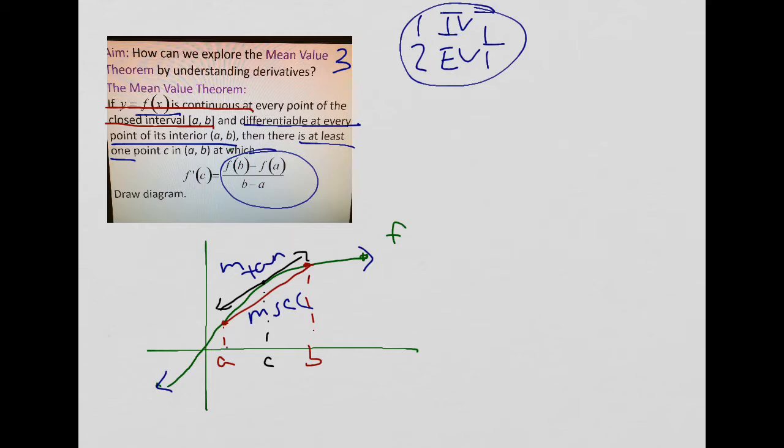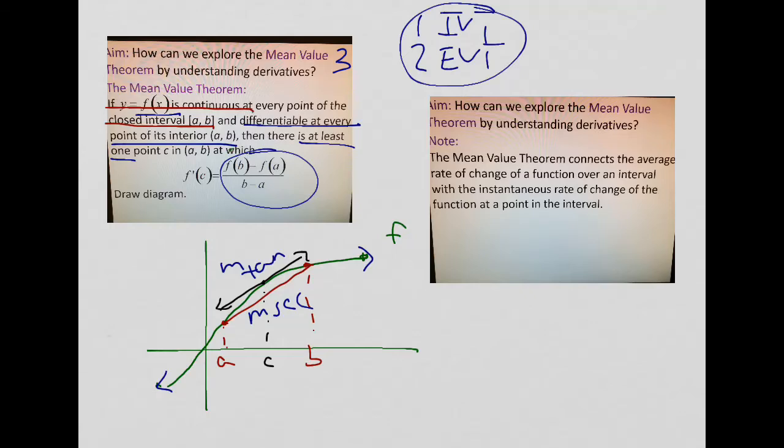So the slope of the tangent line when x is equal to C is supposed to be drawn with the same slope as the slope of my secant line from when x equals A to when x equals B. All right, and that's MVT. There's one more thing that I'm going to pull up as you're copying this down. I'm going to read this to you, and this is a good note.